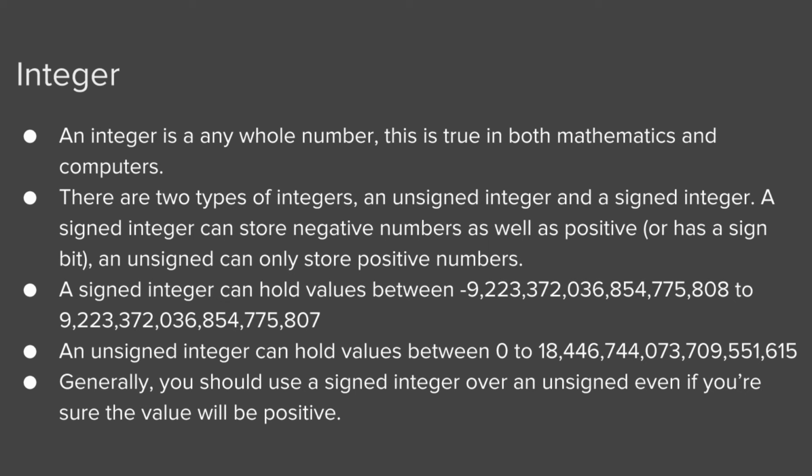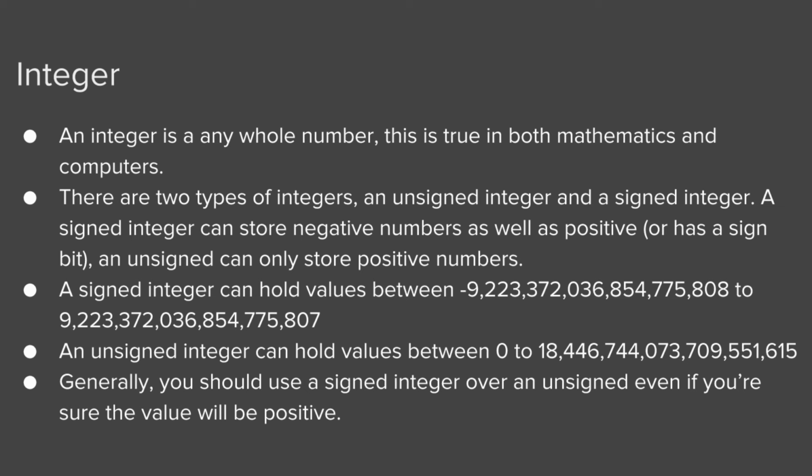So we're going to be talking about an integer first, and an integer in both math and computers is any whole number. Now, in computers there are two different types of integers. There is an unsigned integer and a signed integer. The difference between the two is signed integers can store negative numbers, like numbers in the negative range as well as the positive range, hence why it says sign. It can contain a sign bit. And an unsigned number can only hold positive numbers.